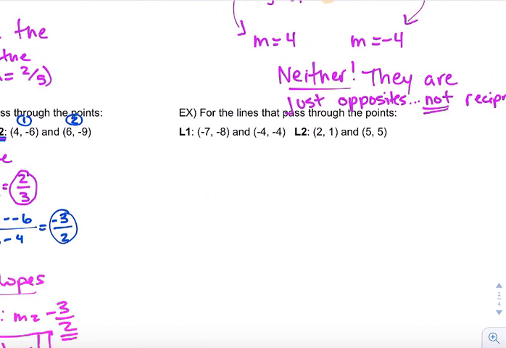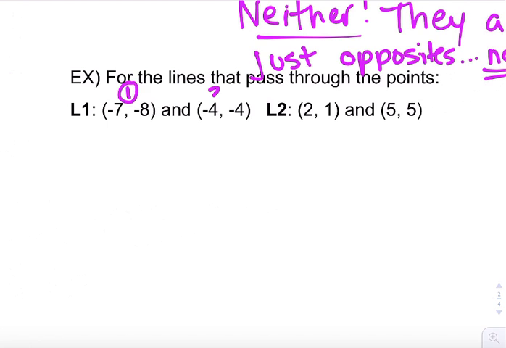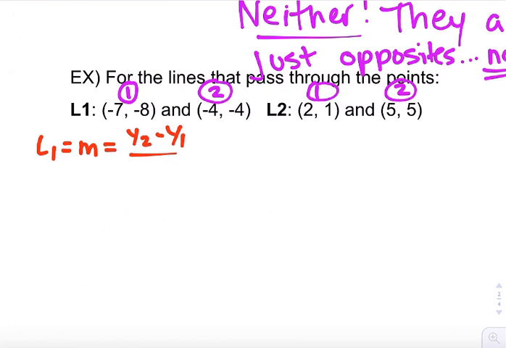So we're going to use as a template for this guy, or this last example here. Again, let's designate this guy point 1 and point 2 for the first line, and point 1, point 2 for the second line. So for L1, we have y2 minus y1 over x2 minus x1. Okay. So pulling values, that means we're going to have -4 for y2, subtract -8 for y1, -4 for x2, subtract -7 for x1.